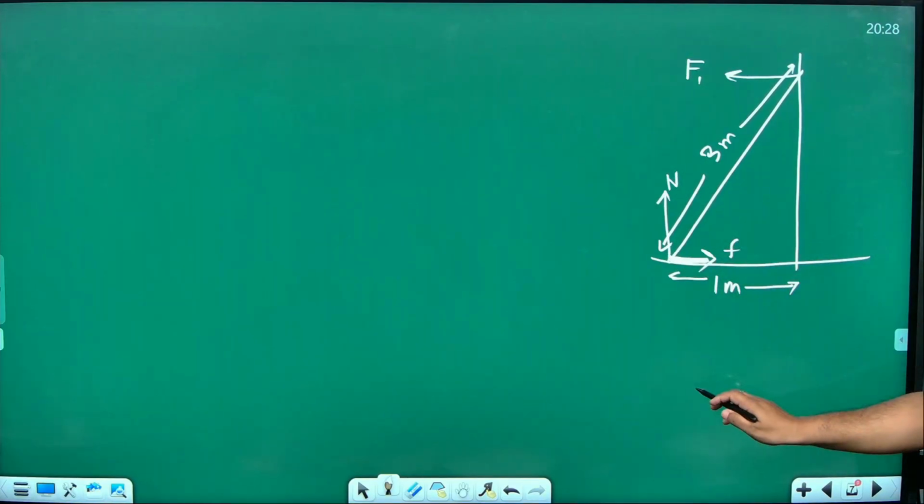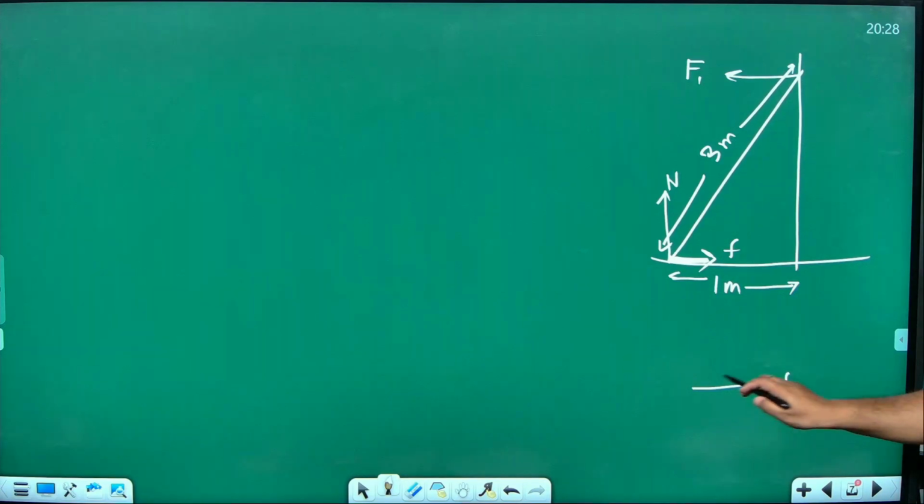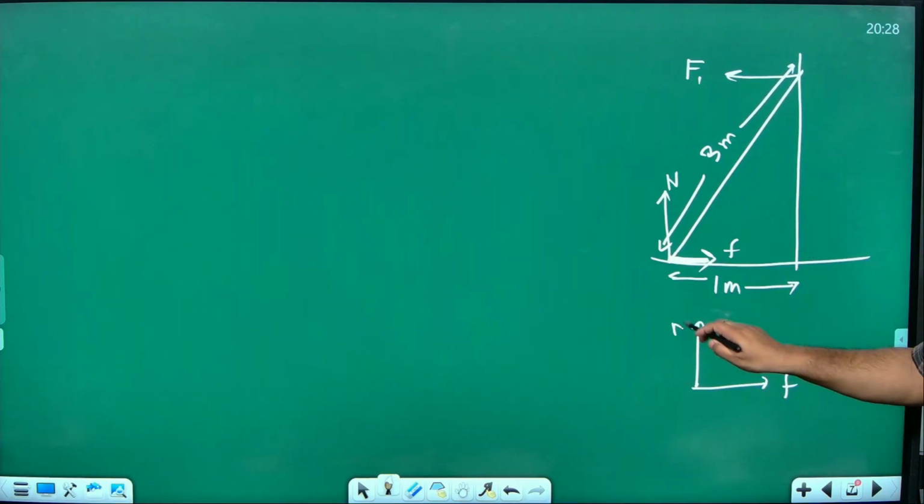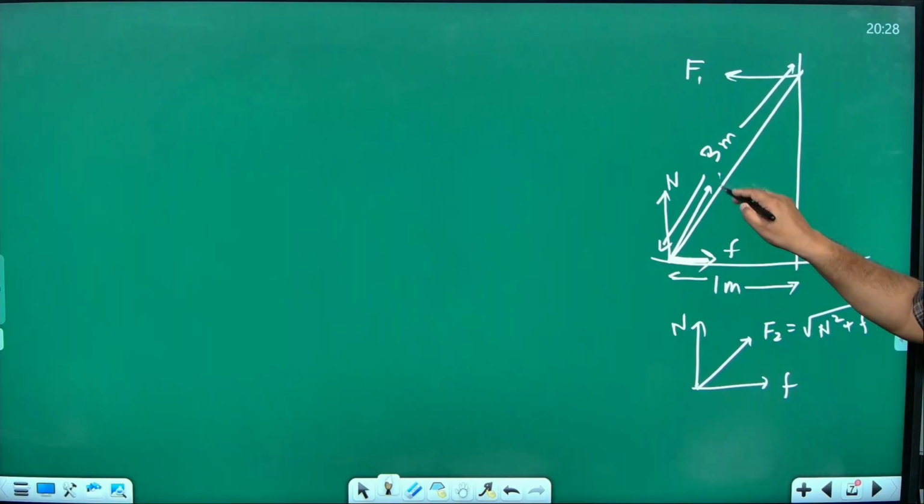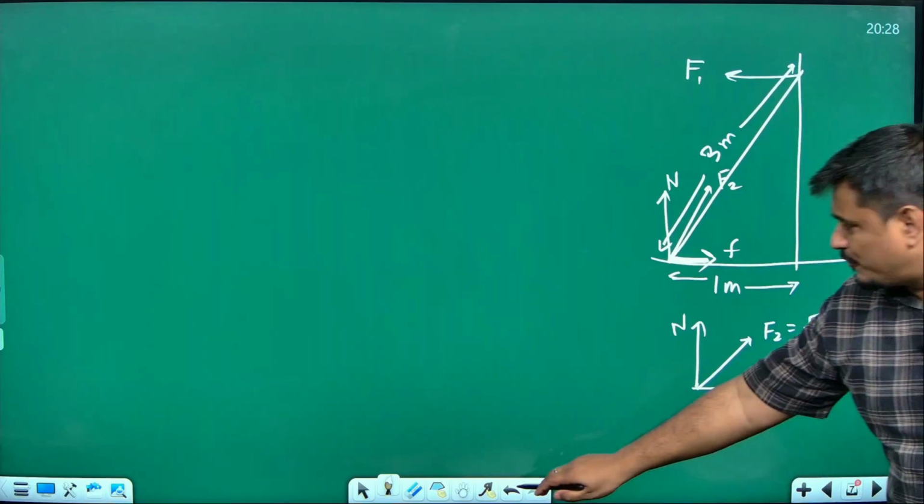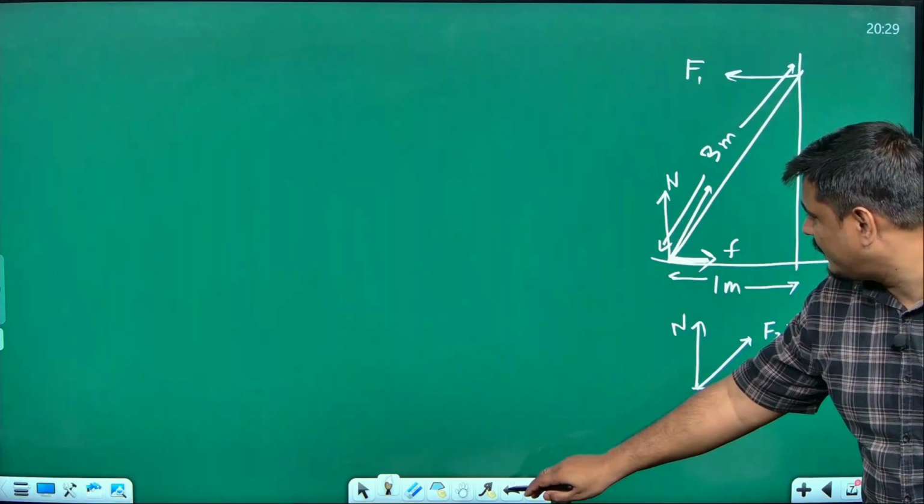Since there are two forces, one is frictional acting in this direction and normal acting in this direction, the net force they have given as F2, which will become equal to root of N squared plus f squared. Any difficulty in that? They are asking you to find that only, which is F2. I am not writing F2 now because it is complicating my diagram.